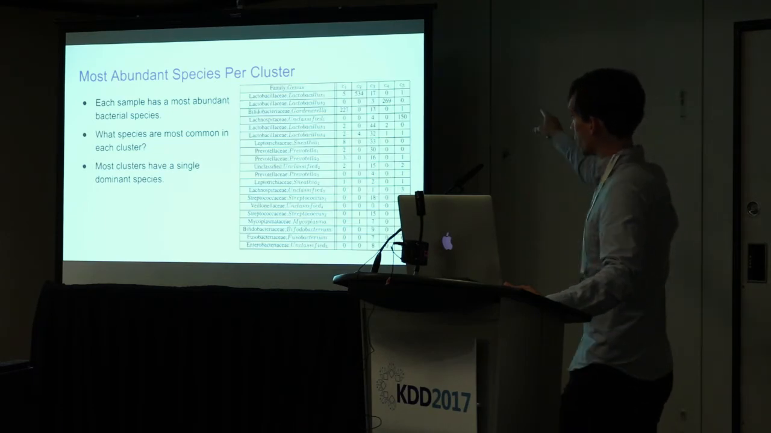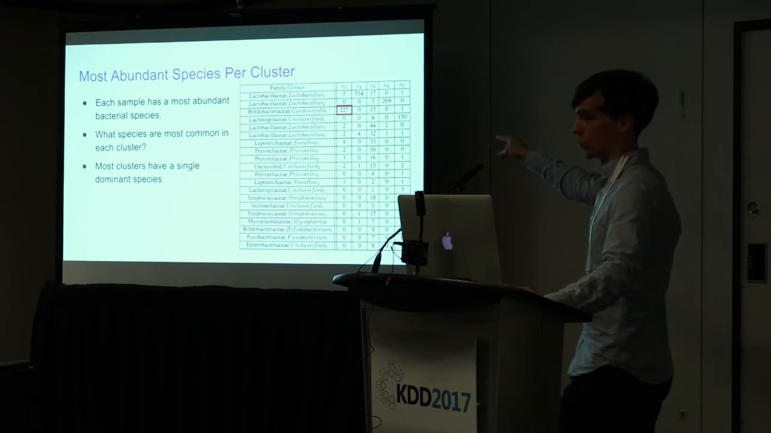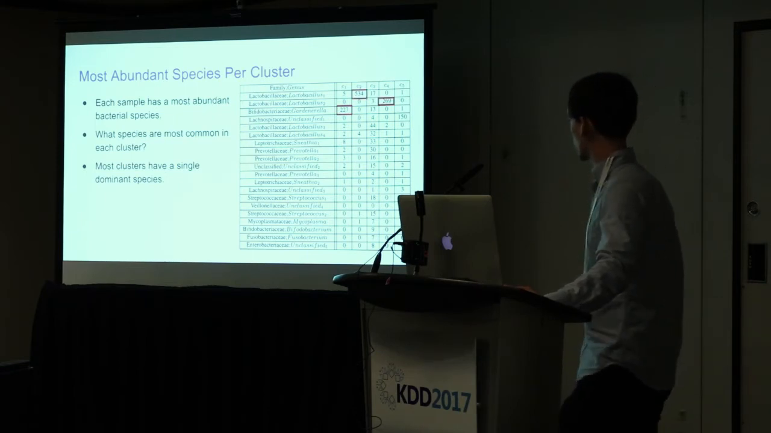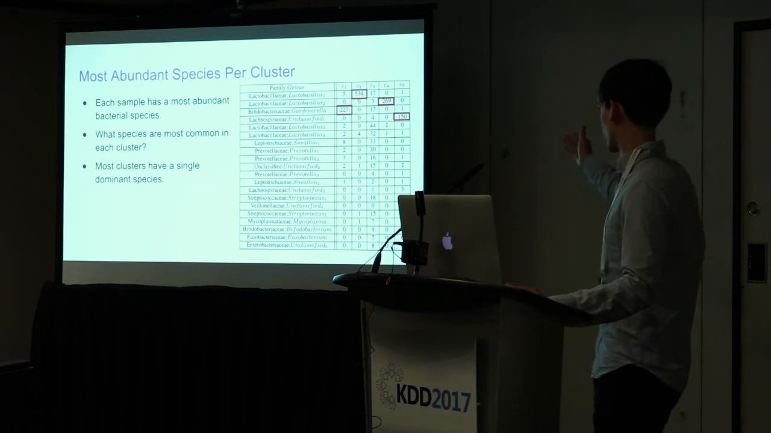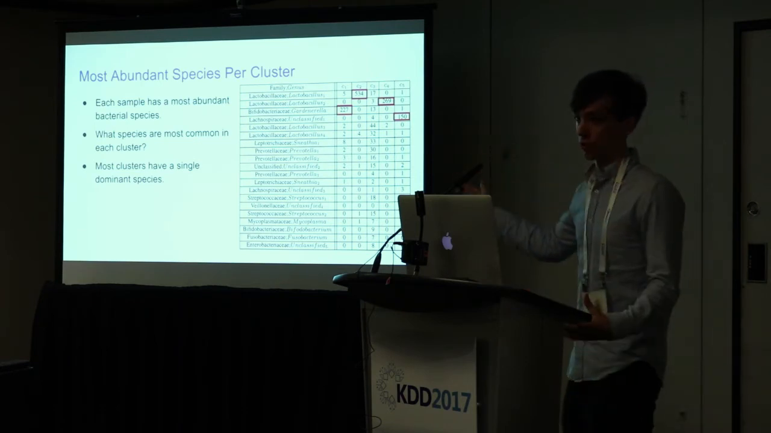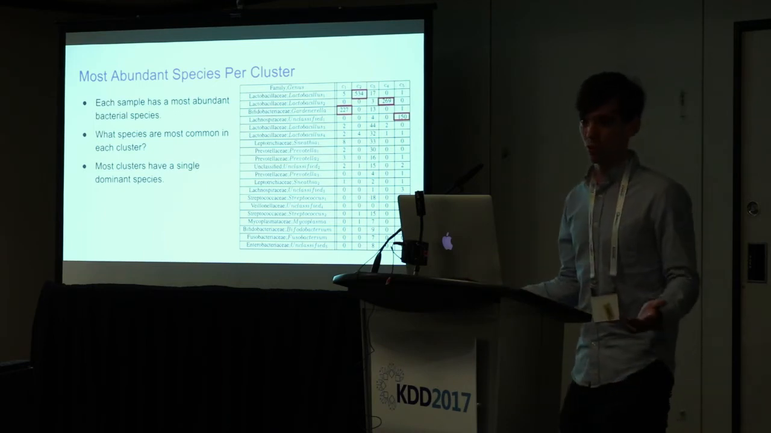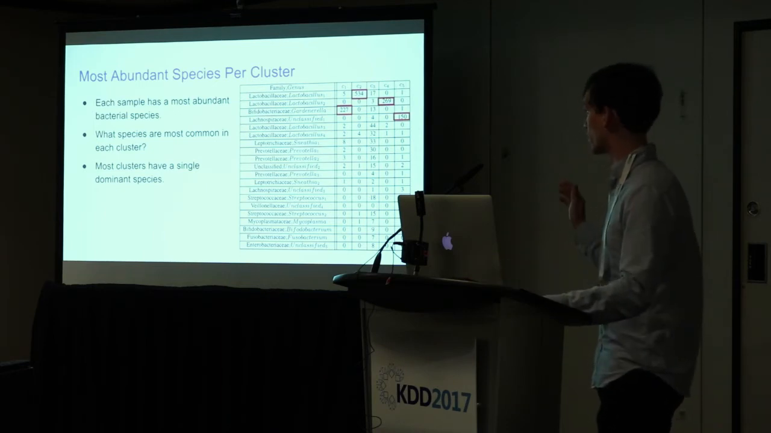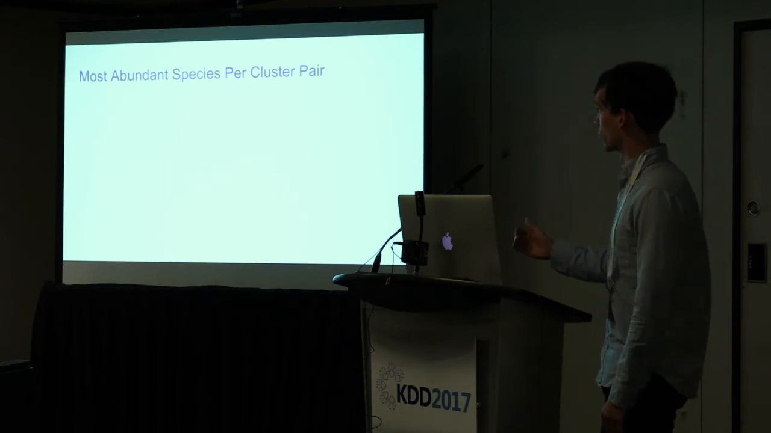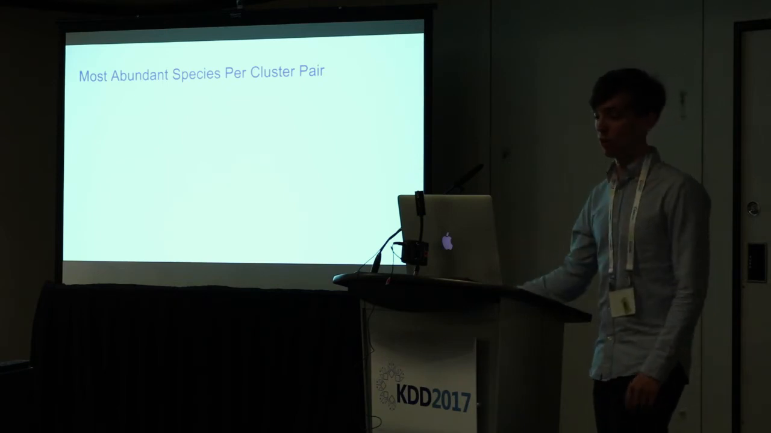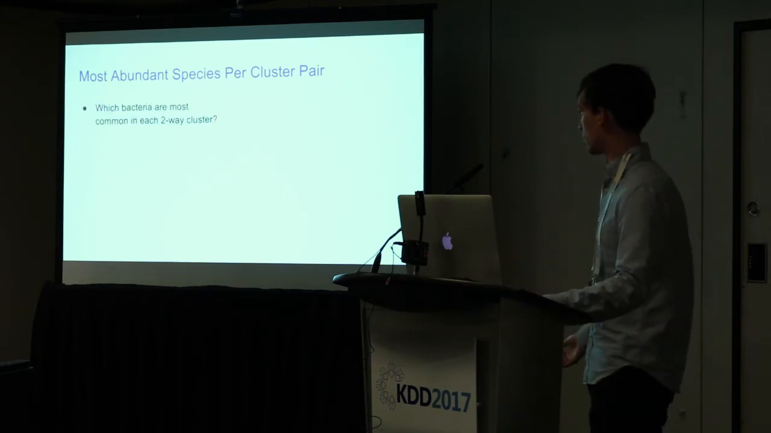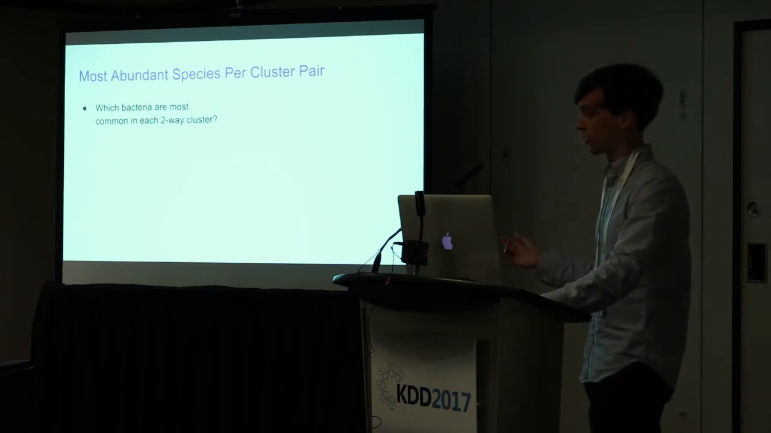C1 through C5 are the 5 clusters. Notice that C1 has 1 dominant species, C2 has another dominant species, and C4 and C5 have other different species that are the most dominant in that cluster. And C3 is a diverse cluster. We really don't know much about it at this point. But if we ask, what's the most abundant species per cluster pair, we can learn more. Basically, which bacteria are most common in each two-way cluster.